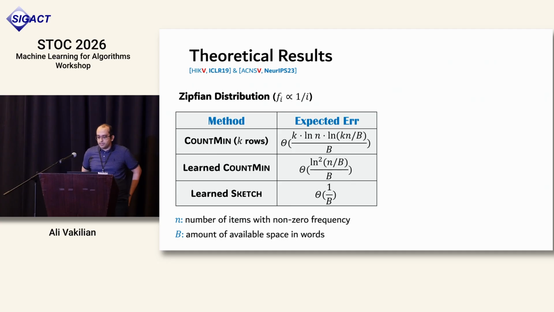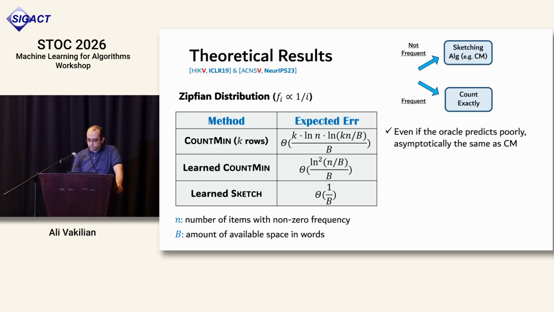In terms of consistency, we show that if the distribution of items is Zipfian, then this learned sketch is provably doing better than count mean or count sketch. For instance, this is one example. This is the expected error for the count mean, and the second row is the expected error of the learned version of count mean. We also do some further sketching with this learned idea, and that got the best expected error. So that's good, we have this consistency.